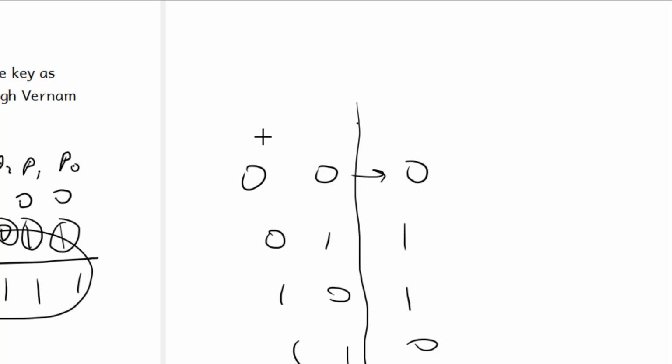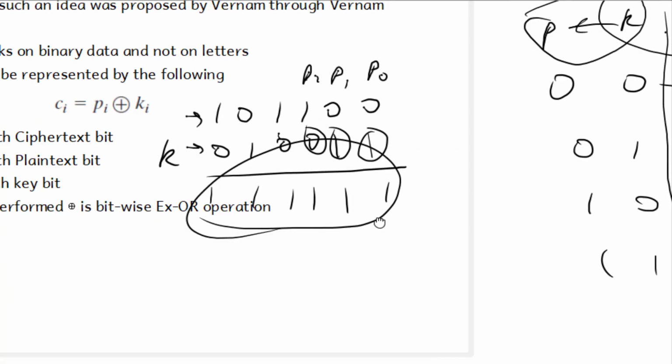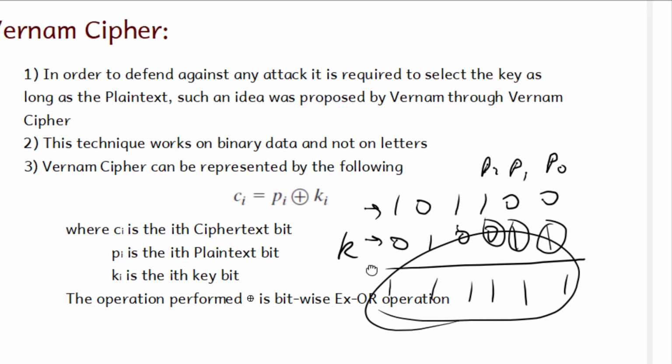This XOR operation is a reversible operation. Okay, like suppose if this is the plain text, this is the key and this is the ciphertext. So if we are XORing plain text with the key, we get the ciphertext, and if we XOR this ciphertext with the key, we get the plain text back. Okay, so this is done in case of Vernam cipher.